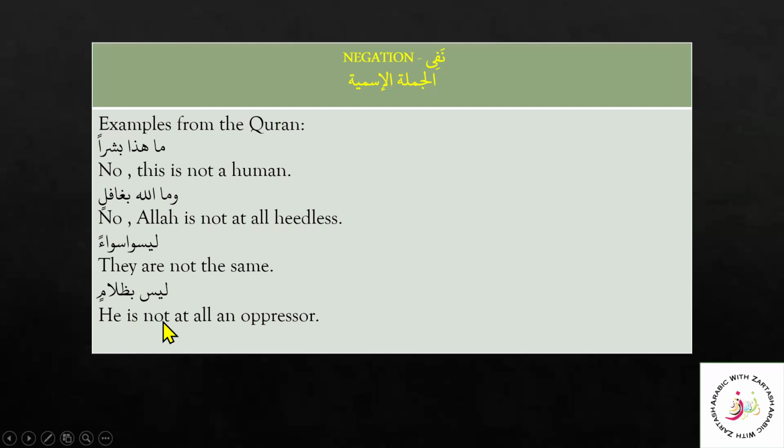Laysa bizallamin. He is not at all an oppressor. So here you can see by the addition of the ba, the khabar is in the state of jar. So these are the examples using ma without the harf of jar ba. Here, ma with the addition of the ba. Here, laysa with its derivative for hum, laysu sawa'an, and here laysa is in the huwa version. Laysa bizallamin.